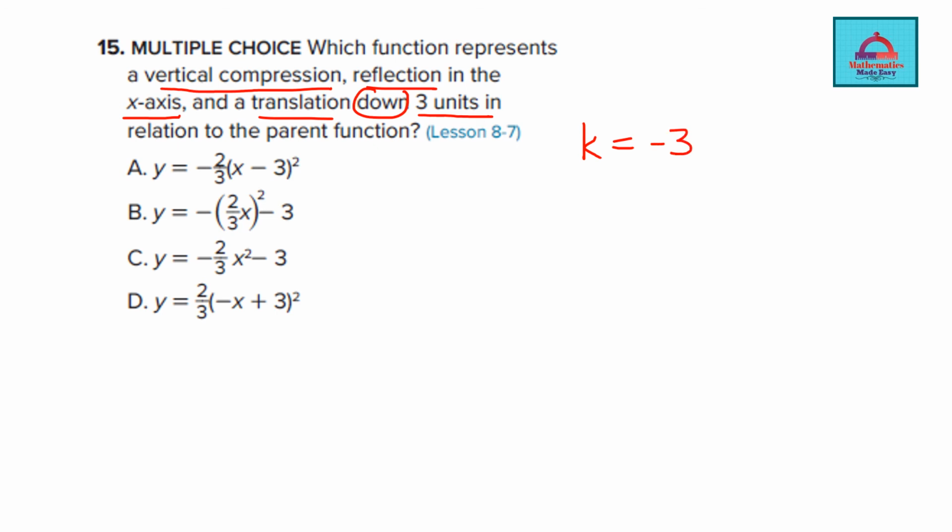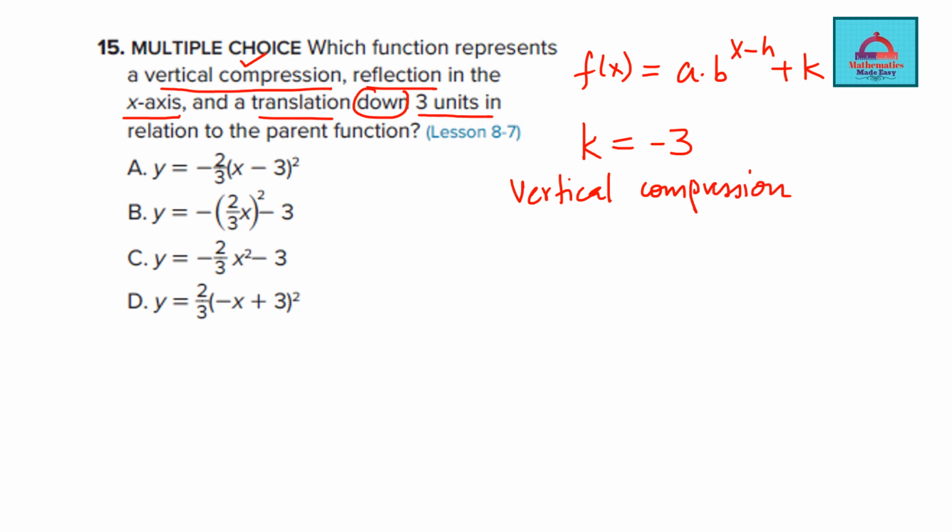k as -3. And if you are not able to recall that, then I'm writing the same equation which we wrote in the last slide, b times x minus h plus k. So now we just need to find h, k, and a here. Now the question clearly says that we are having a vertical compression. So if it is a vertical compression, I'm going to write here now, then our value of a should lie between 0 and 1.